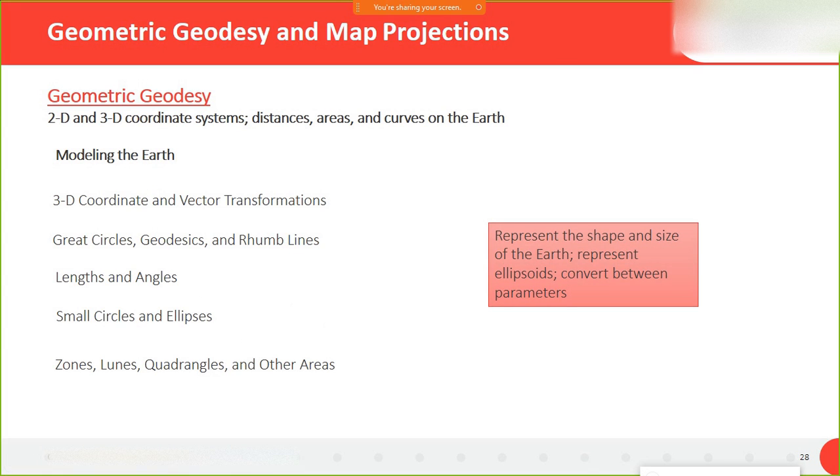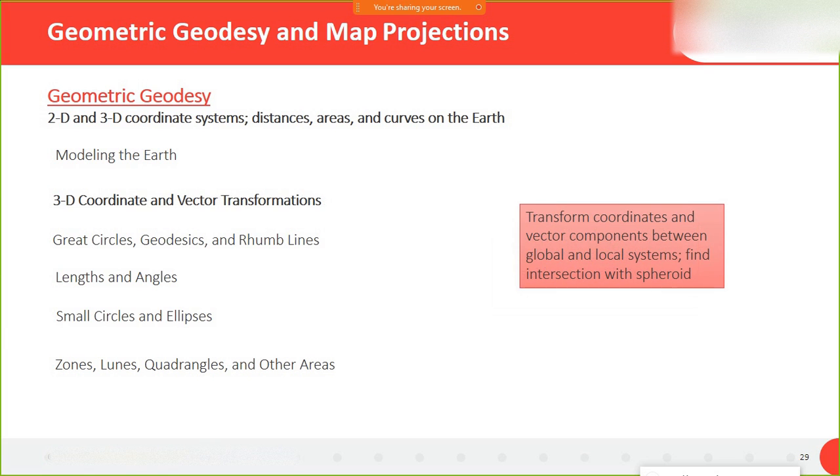So first of all, modeling the earth. We can represent the shape and size of the earth, or, instead of this, if you have to model the moon, that also we can do. It depends on us. Using 3D coordinate and vector transformations means if you have to do some kind of transformation from 3D to 2D, or from a global reference to local systems. So this kind of transformations we can do in geodesy.